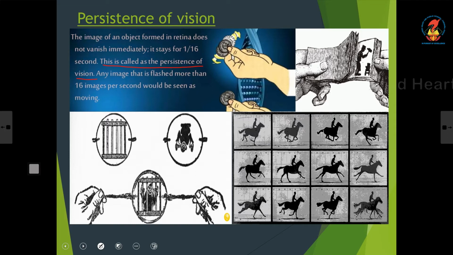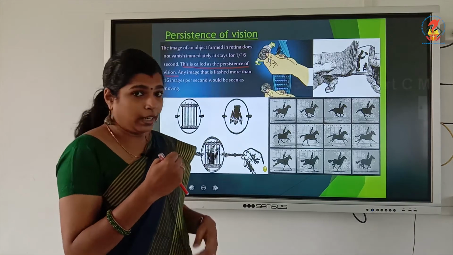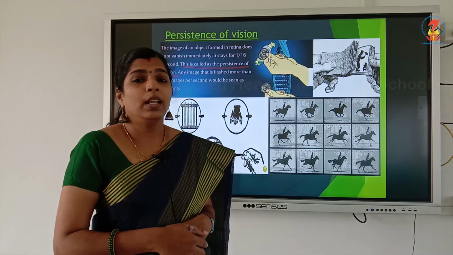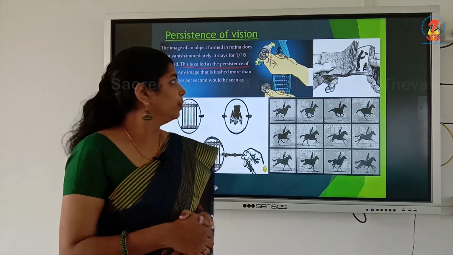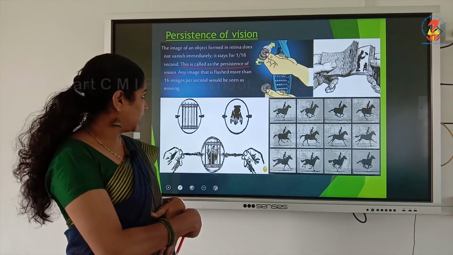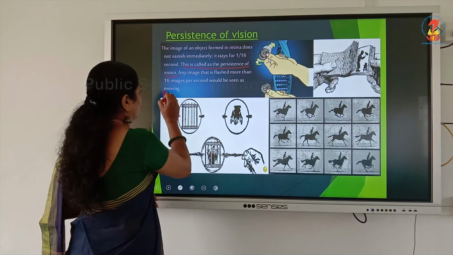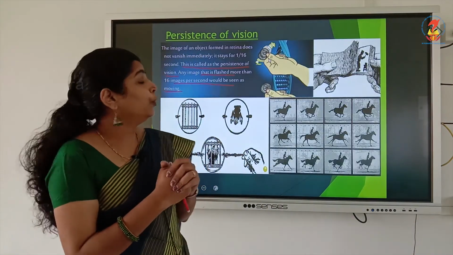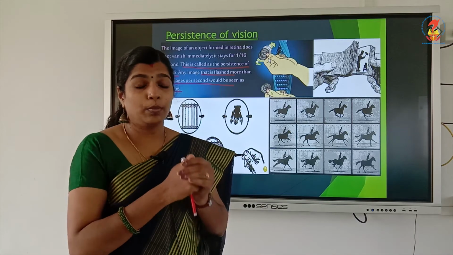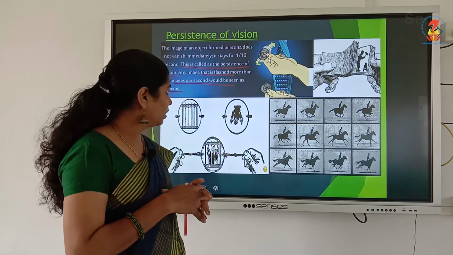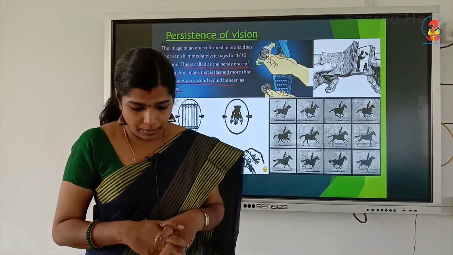Any image that is formed on the retina will be there for 1/16th of a second. That is known as persistence of vision. Any image that is flashed more than 16 images per second could be seen as moving. If any images are flashed more than 16 images per second, then we will have a feeling that that object is moving.